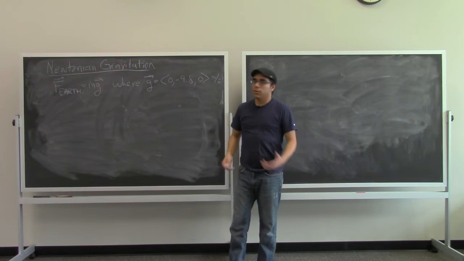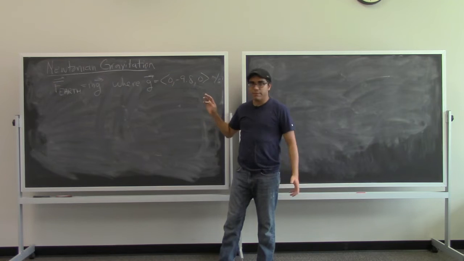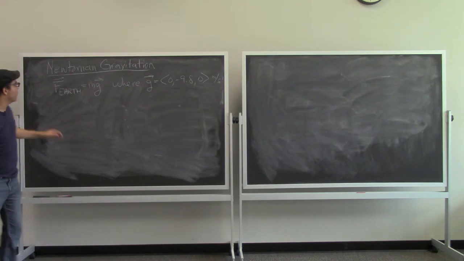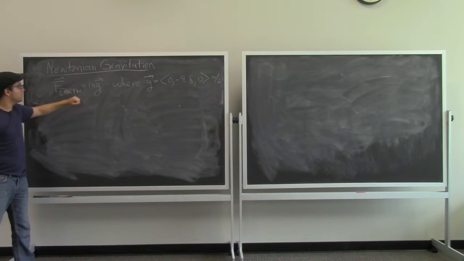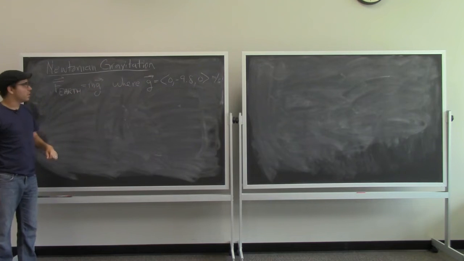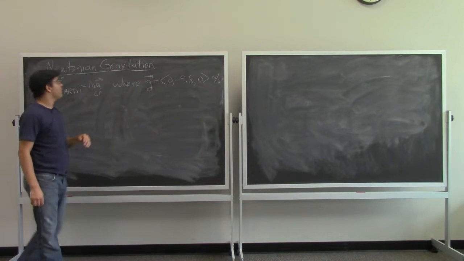So in this video we're going to talk a little bit about Newtonian gravity. We talked a little bit about gravitation, or the force that the Earth exerts on objects near its surface, a couple of videos ago. In that video we said that the force the Earth exerts on an object is equal to the mass of the object times the local gravitational acceleration, where g is roughly 9.8 meters per second squared.